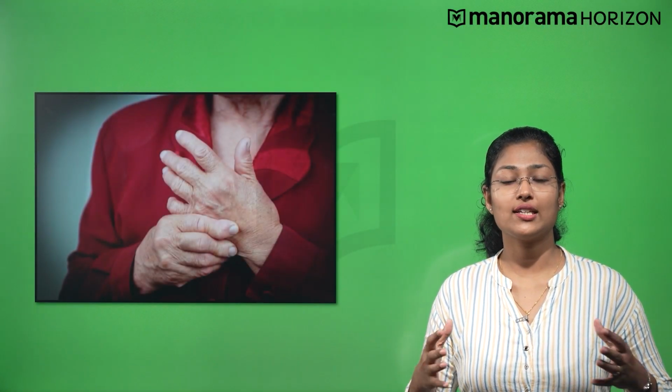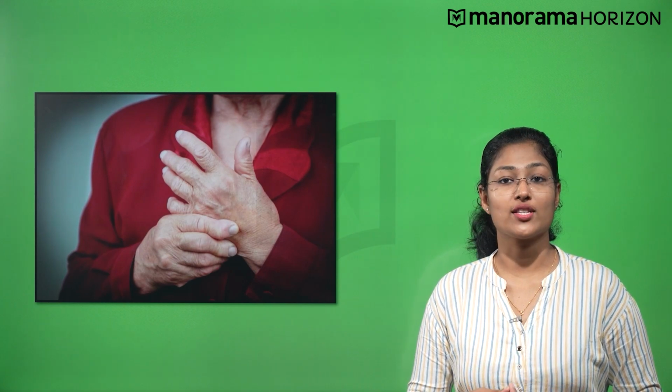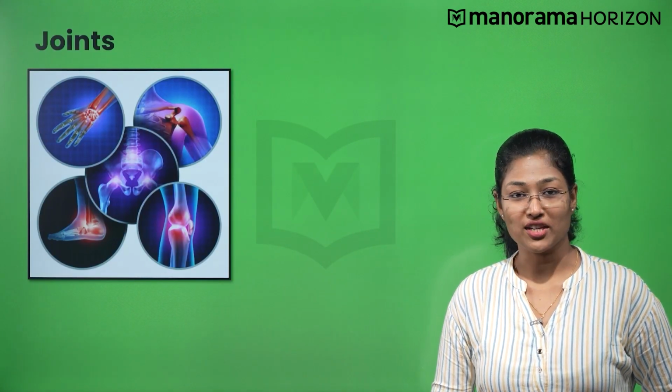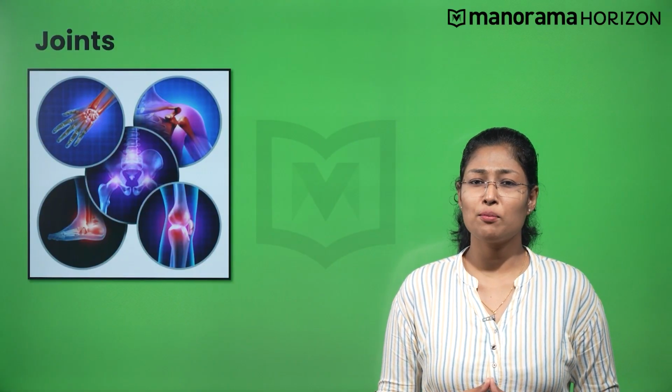Have you ever observed elderly people suffering from rheumatoid arthritis? Which part of the body is affected by this condition? Let us check the different types of joints seen in the body. For the effective movement of the body, joints are necessary. So, where are joints seen in our body?